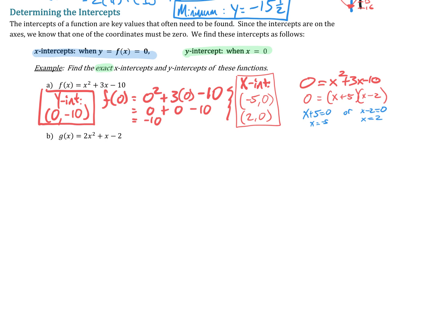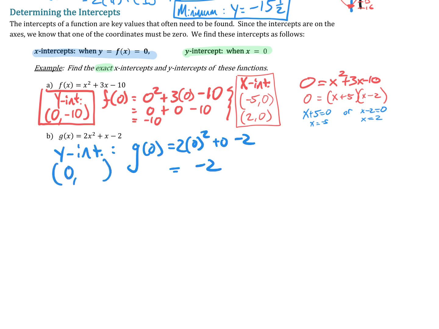You might want to pause and try this on your own if you want. Find the x-intercepts and the y-intercepts. So the y-intercept, once again, we want to plug in 0 for x. So g of 0 is 2 times 0 squared plus 0 minus 2. And that's just 0 plus 0 minus 2. So the y-intercept, when x is 0, y is negative 2.